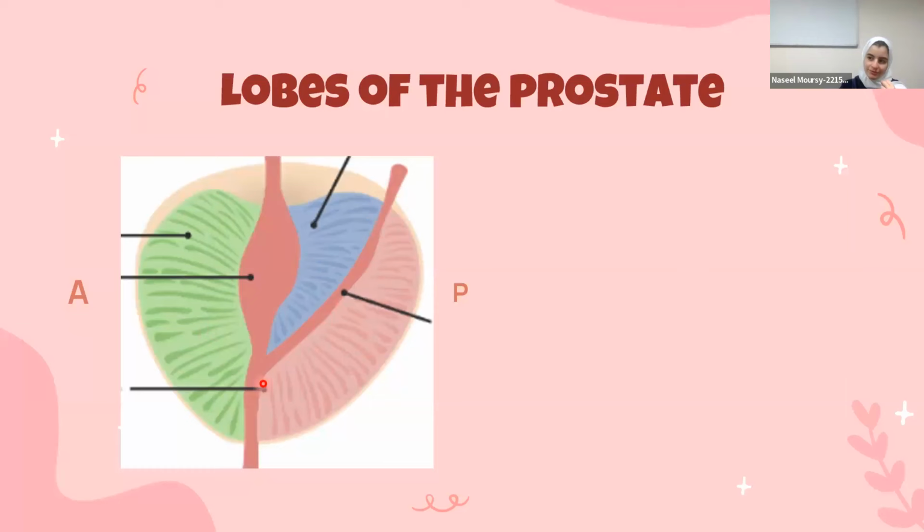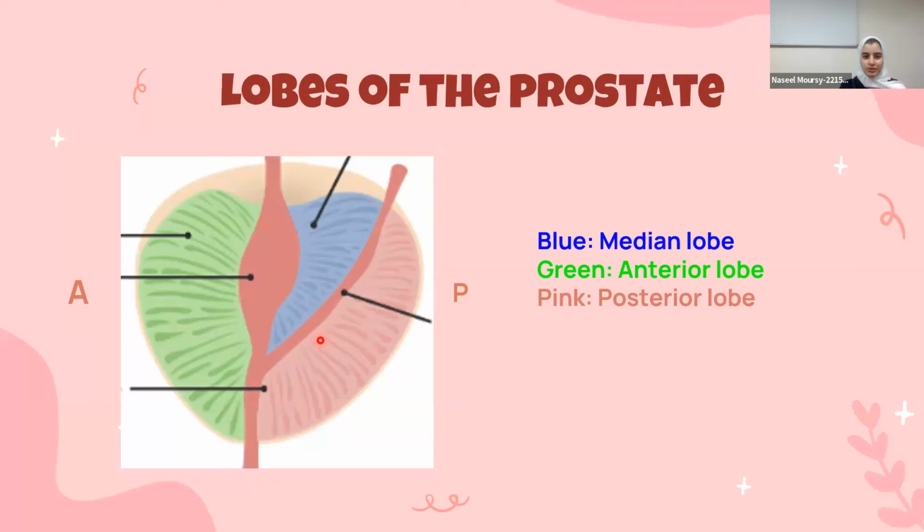Yes, ejaculatory ducts. Good job. So it is related to the seminal vesicles. So these are the ejaculatory ducts, and these are the lobes of the prostate. It's very simple, very straightforward.